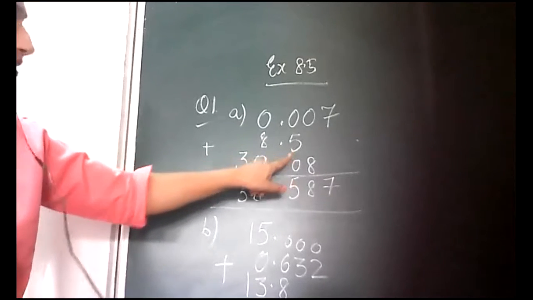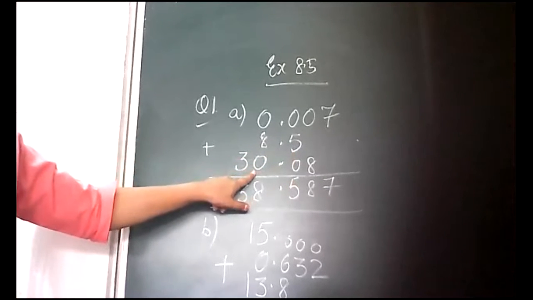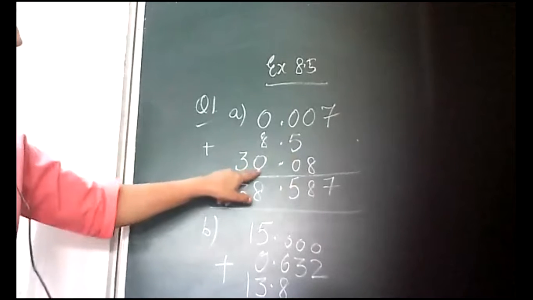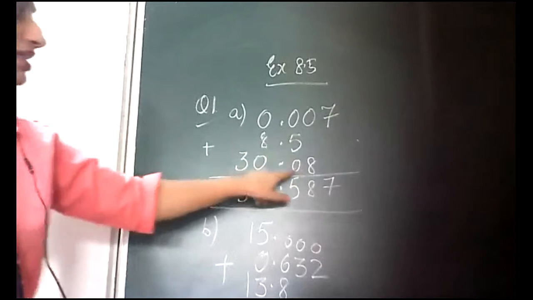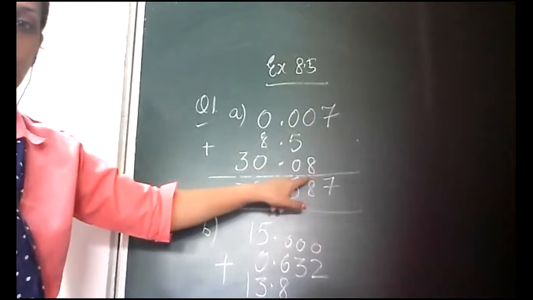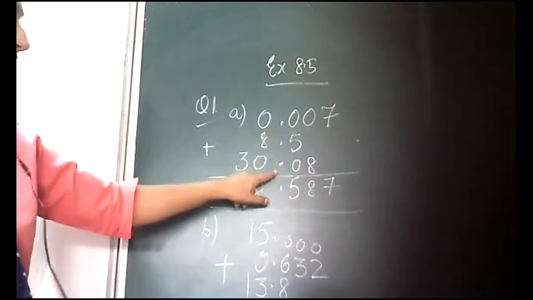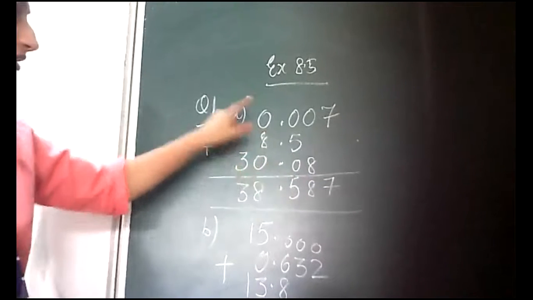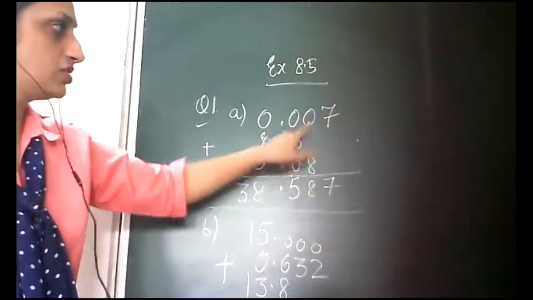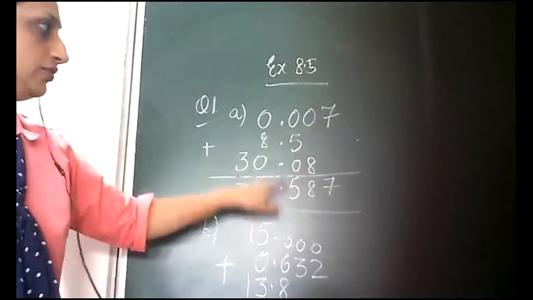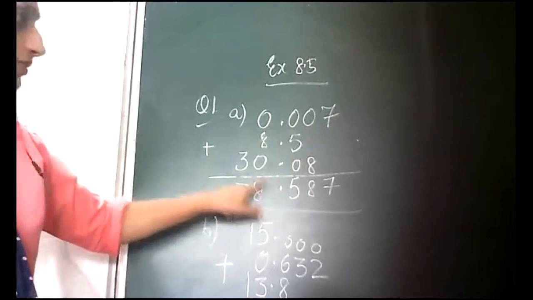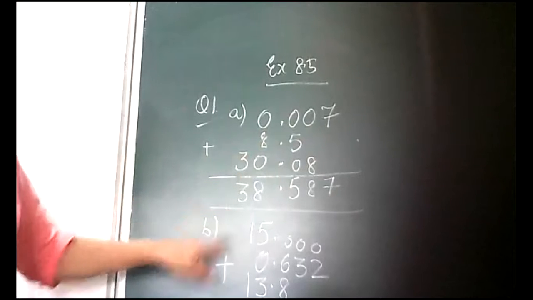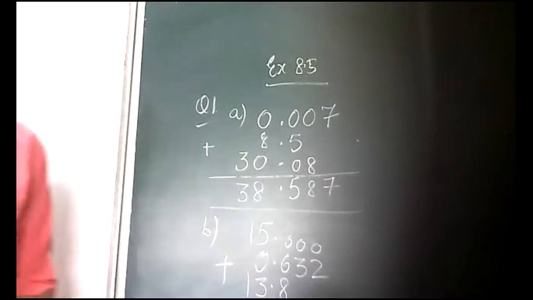Okay. And next digit is 30.08. So 30 will be at 1's and 10th place, and 08 will be at 10th and 100th place. Decimal places will not change. Keep it in your mind when you are doing the addition. Then we will add it. 7 will remain as it is. 8, 5, decimal will remain here. Then 8, then 3. In this way, you are going to add the numbers.